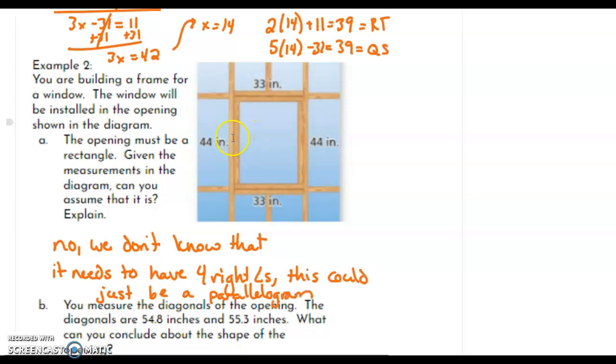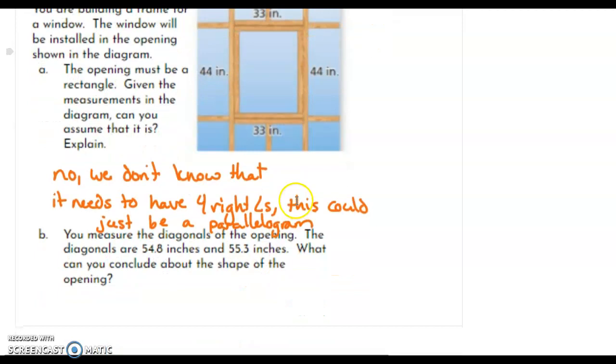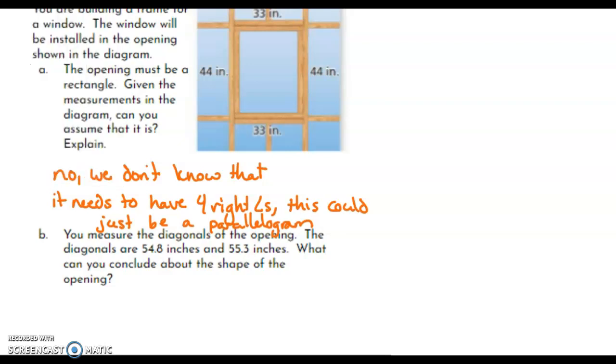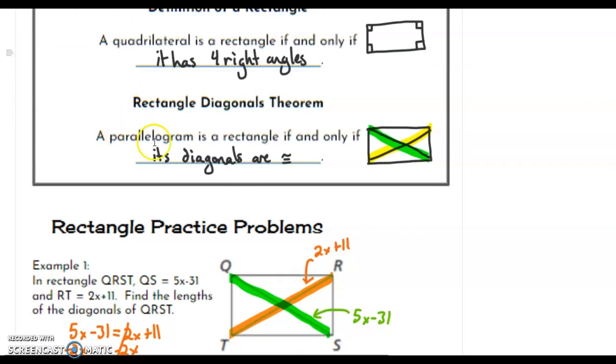All right, so a follow-up question is, you measured the diagonals of the opening. The diagonals are 54.8 inches and 55.3 inches. So one's 54.8 inches and one's 55.3 inches. So it says, what can you conclude about the shape of the opening? Well, keep in mind, this says that a parallelogram is a rectangle if and only if its diagonals are congruent. So remember, when it's a biconditional with if and only if, we can think of this in 2 ways.